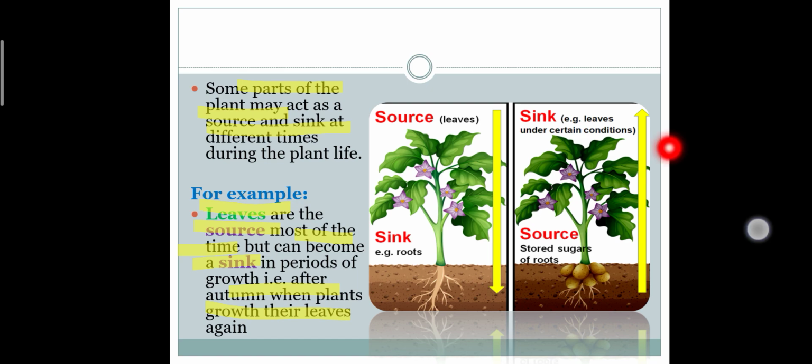So this diagram is showing the source and sink. Here we can see that the leaves of the plant are acting as a source, and here the roots of the plant are the sink. But in this diagram we can see that the leaves are acting as sink under certain conditions, and the roots are the source because they are storing sugars. So stored sugars in the roots are the source.